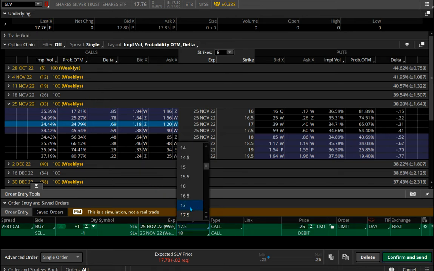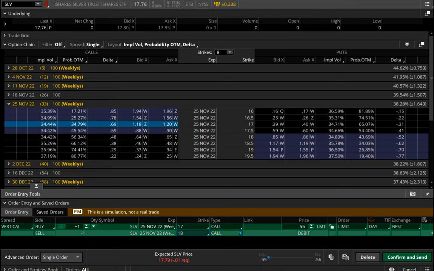So I'm going to make it $1 wide in the minimum always. That's just me personally. You can choose to do whatever you want. And I'm always looking to pay roughly 45 to 55 cents for a trade like this. So in this case, it works out perfectly.